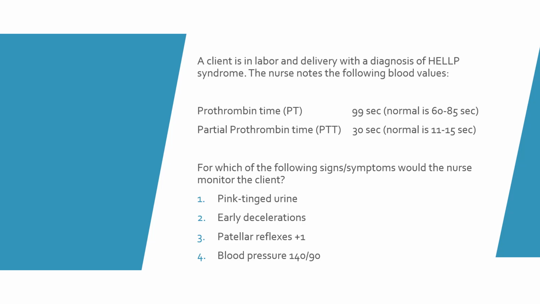Number 1, pink-tinged urine. One risk of spontaneous bleeds is that the patient can develop DIC. Pink-tinged urine is something that the nurse should watch for. So this does look like we found our possible answer, but again, we need to look at all of the answers before we make our decision.